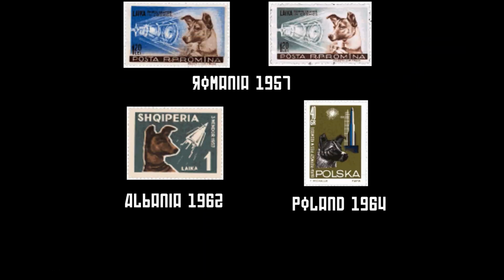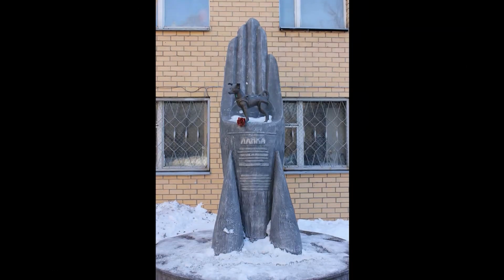Laika is very highly revered by the former republics of the Soviet Union, and still today held in high regard for being the first mammal in space. So these are postage stamps in honor of Laika from the various Soviet Union republics at the time. In now Russia is a monument for Laika, the first mammal in space.